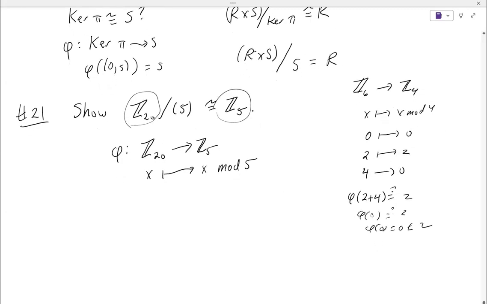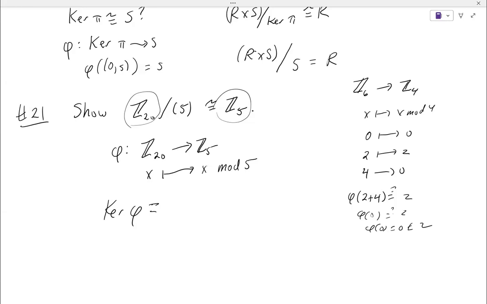It's certainly surjective. That's not a problem, right? It's clearly surjective. 0, 1, 2, 3, 4 is in Z20, so you get it in Z5 as well. What's the kernel? What gets mapped to 0? 0 and 5, and what are the things in Z20 mapped to 0? Well, 20 is 0. There you go, 10 and 15, right?